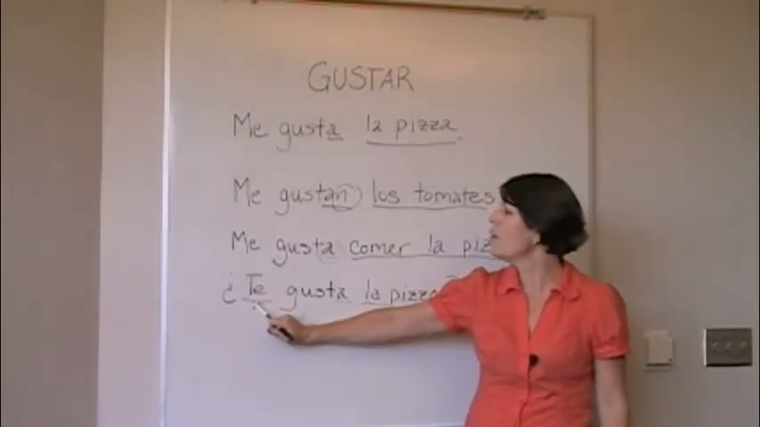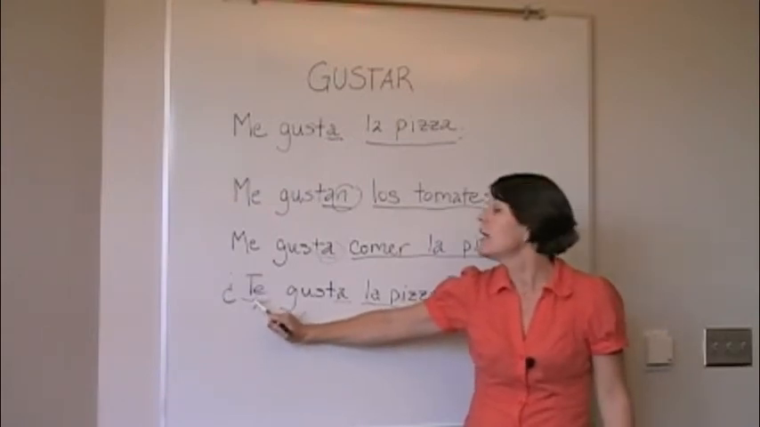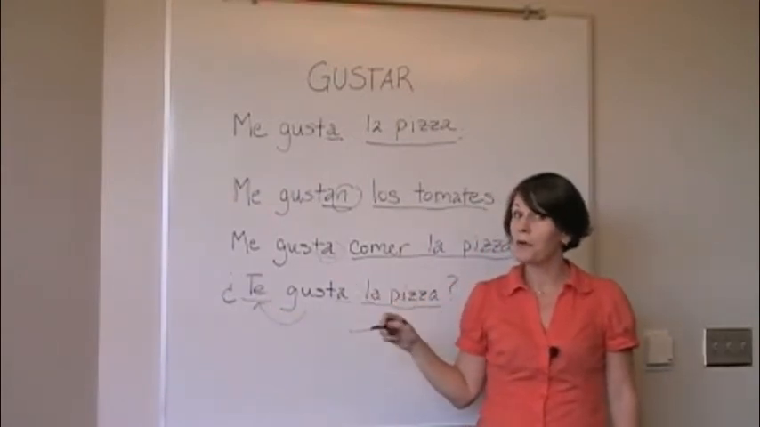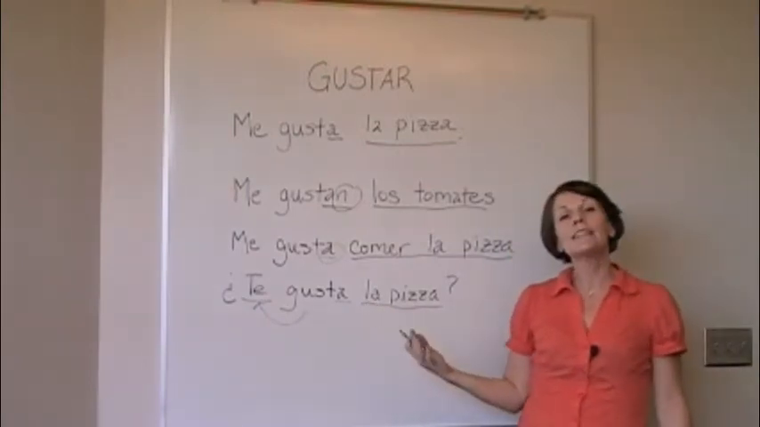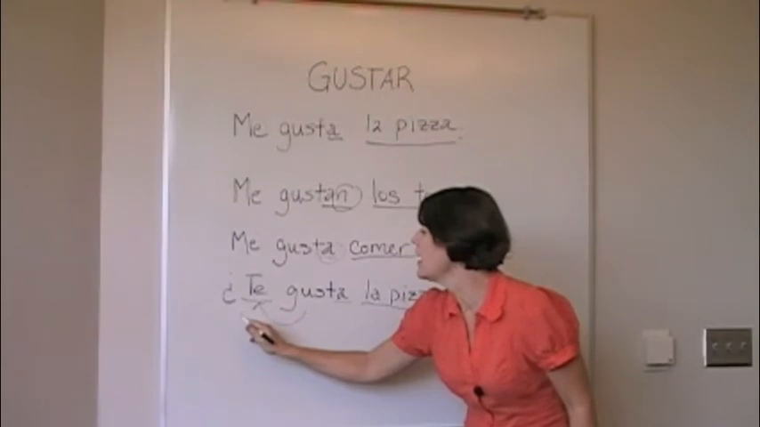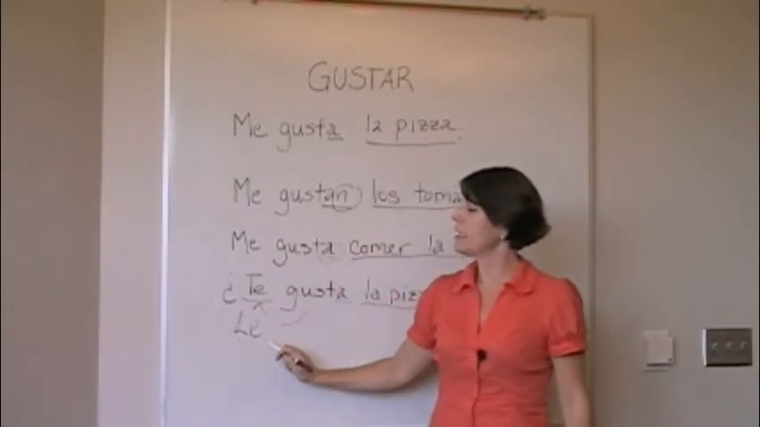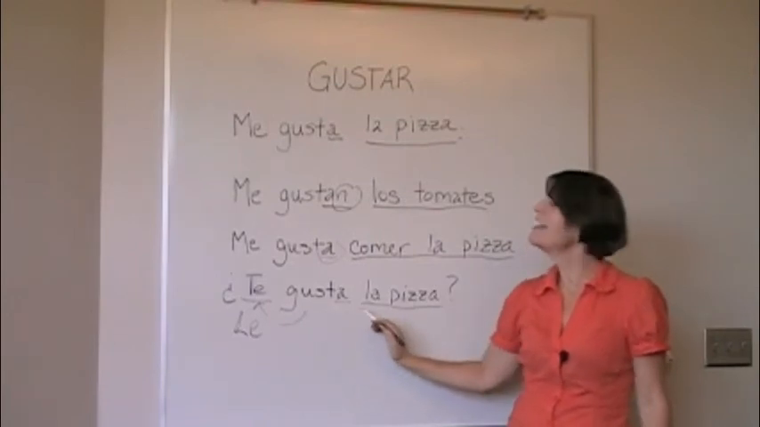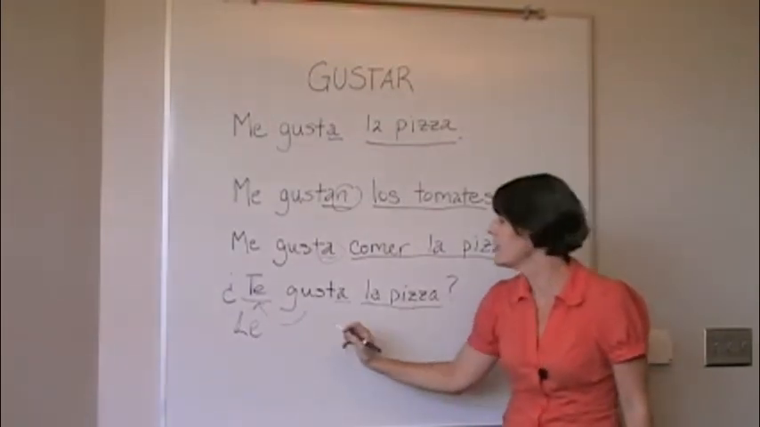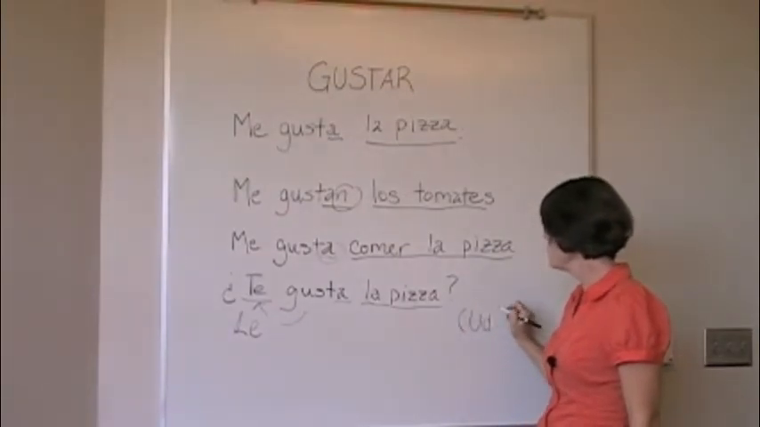But right now, all you need to know is that if you're asking someone a question, you use the pronoun te. Especially if it's somebody that's a friend of yours or somebody that's the same age. If you're asking someone that you call usted, the same question, you would say, let me write this. Le, that's L-E, le gusta la pizza. Okay? That's if the person is an usted person.